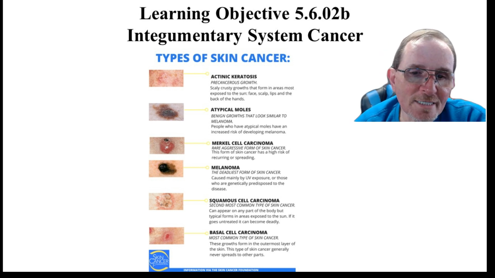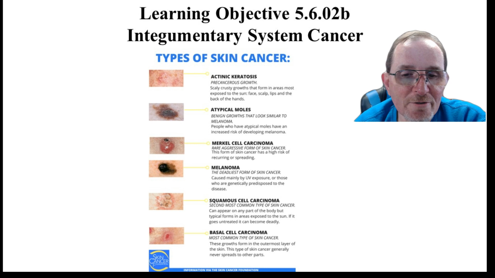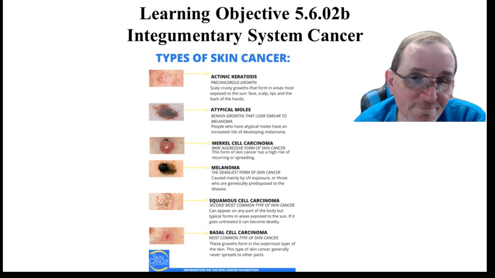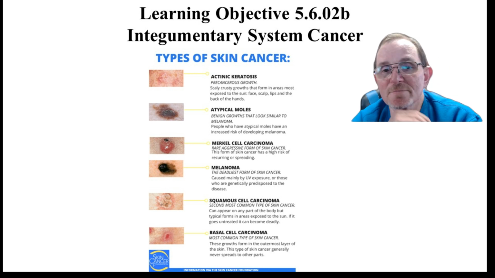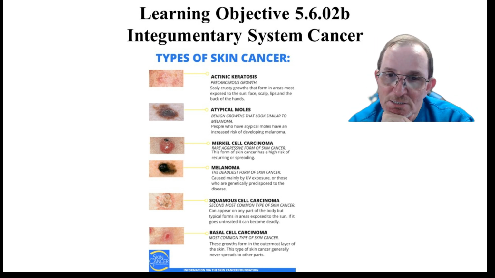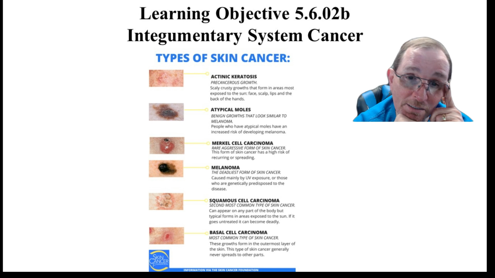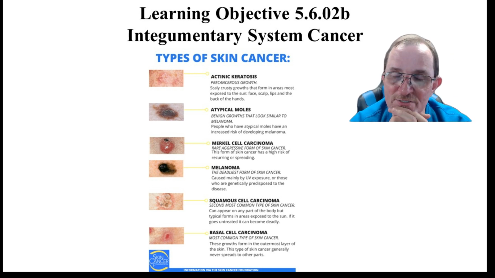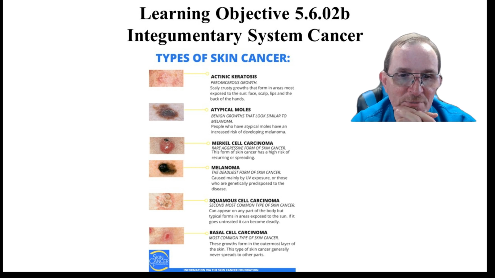Merkel cell, this is really rare. I've never heard of that. A very aggressive form that has a high risk of spreading and coming back. Now, if you remember the Merkel cells, they're the ones for the light touch. Melanoma, again, the most lethal. UV exposures, or you could be genetically predisposed, but usually it may be both.